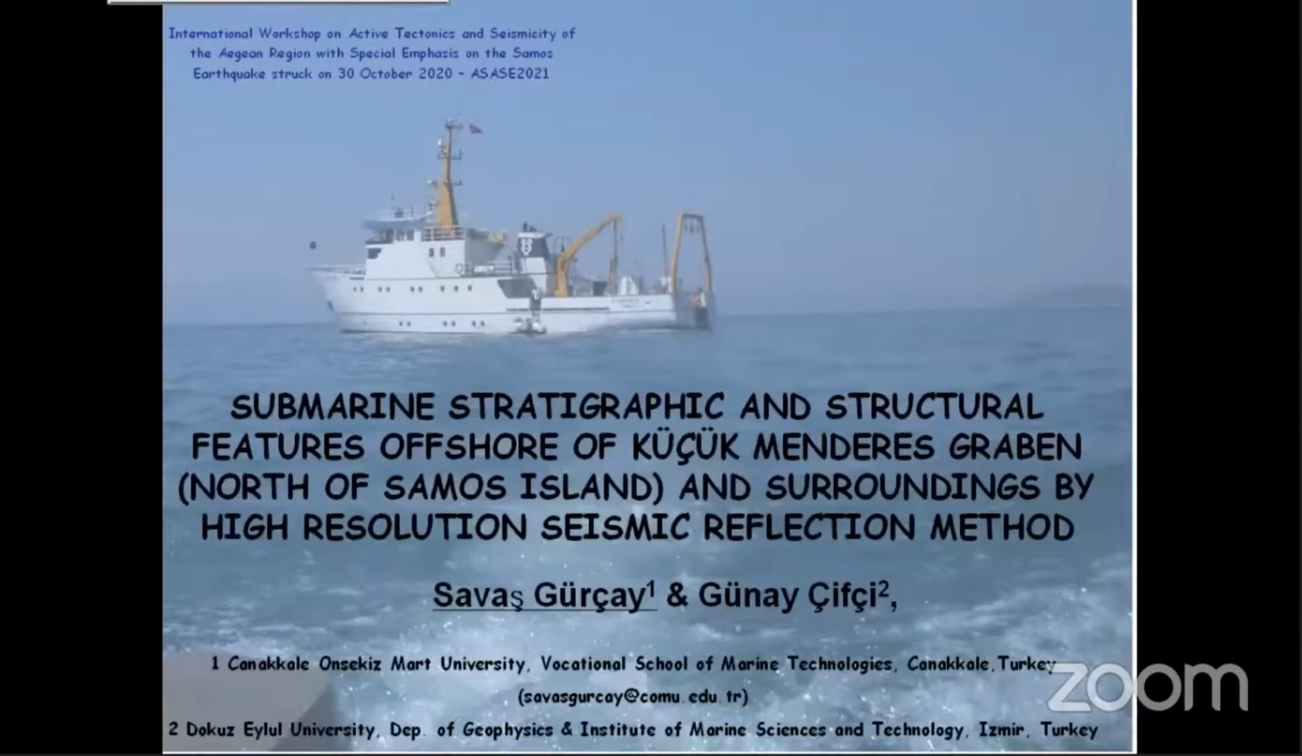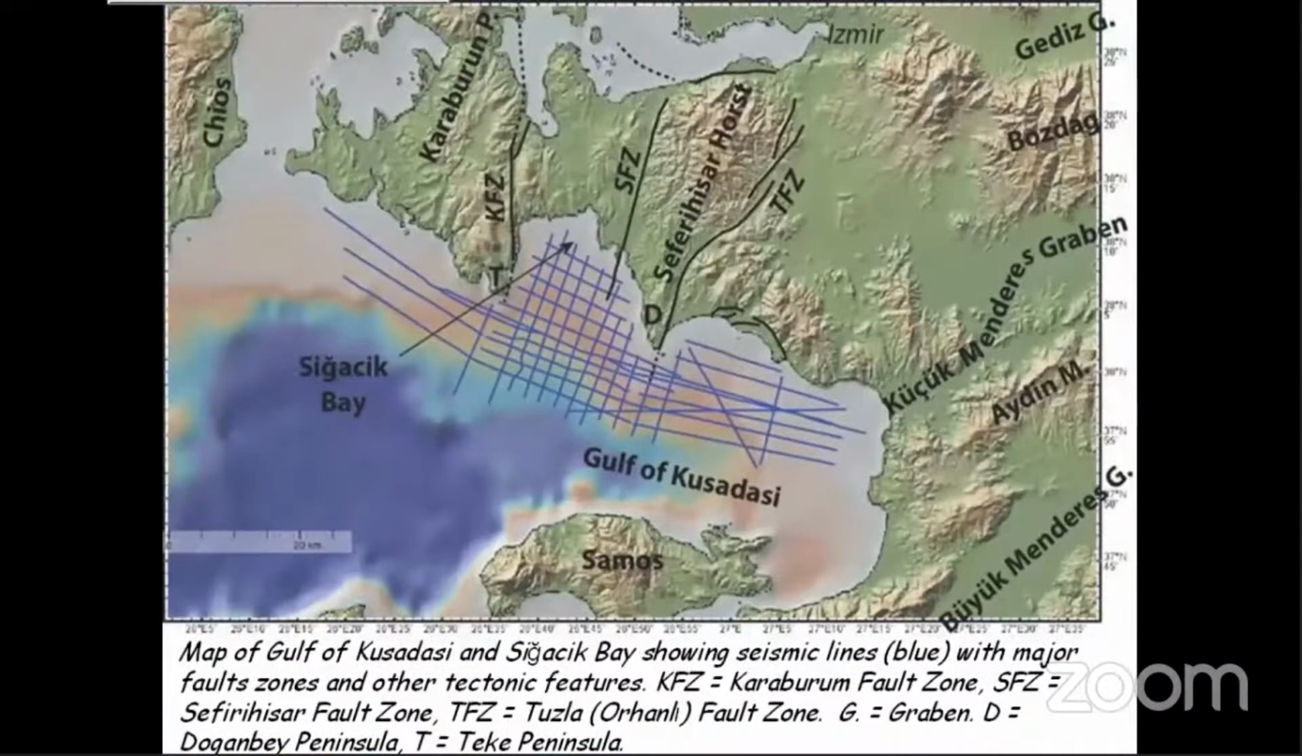I'll continue. The study area comprises the north of Samos Island and offshore Küçük Menderes Graben and the Gulf of Kuşadası and Stratigraphic Bay. You can see the active faults on land here, and there are two important highs, the Seferihisar High and the Karaburun High, and two important peninsulas, the Teke and the Doğan Bay peninsulas. Here I'm continuing to the results.